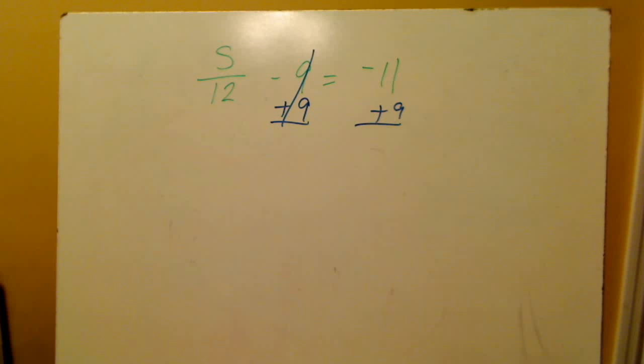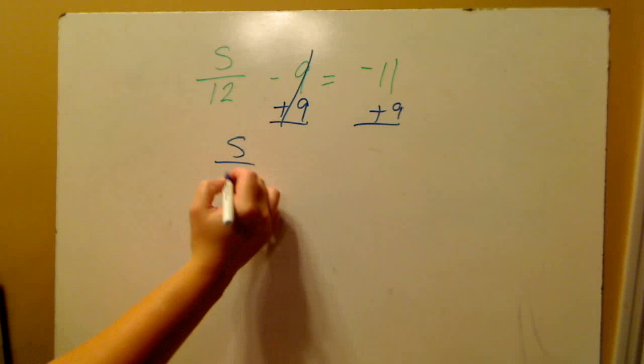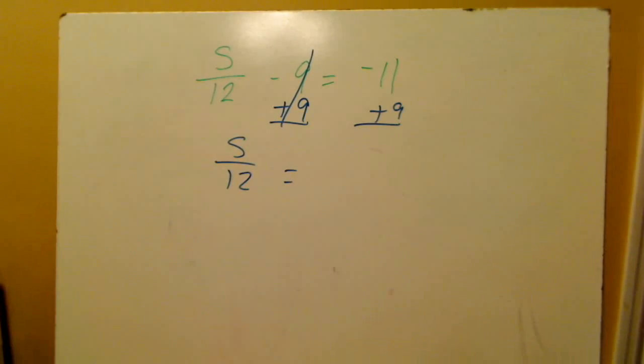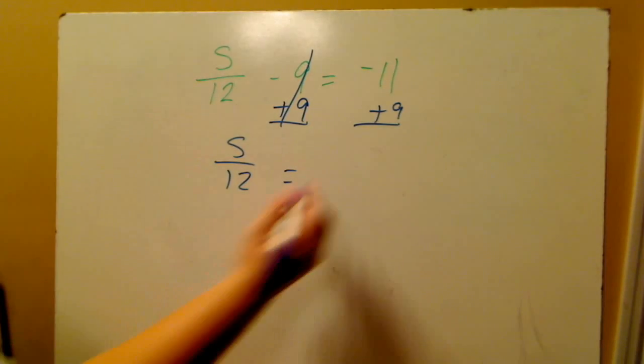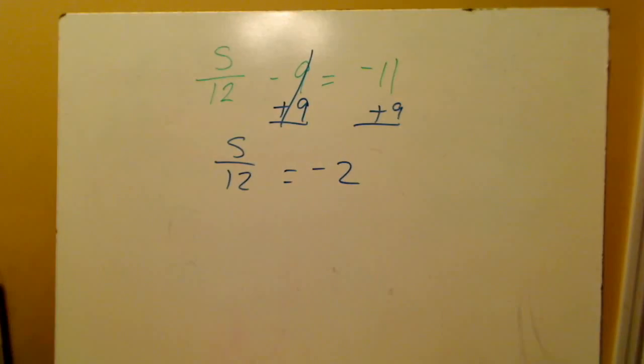And then you're left with s over 12 is equal to negative 2. To get rid of division, which is what this is, we're going to multiply. Whenever you have a fraction, the easiest way to get rid of the fraction is to multiply by the denominator. So we're going to multiply both sides by the denominator, which in this case is 12.